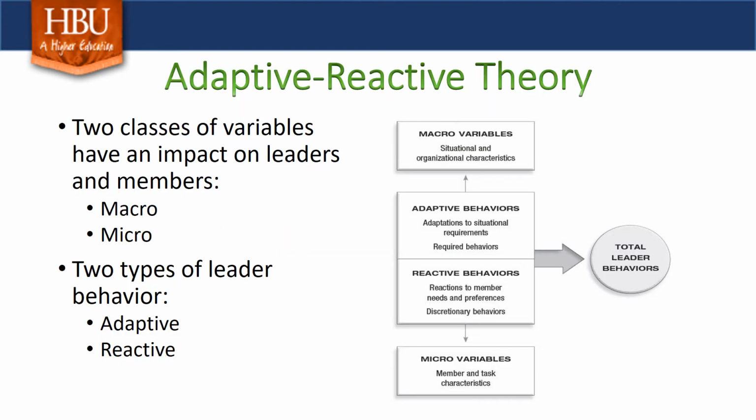Our last situational theory is the Adaptive-Reactive Theory. Two classes of variables have an impact on leaders and members. It's at the macro and micro variable level. You'll see these at the top and bottom of our diagram. Furthermore, we have two types of leader behavior. We have an adaptive and a reactive. Those we can see acting in the middle. We'll talk a little more about these concepts next.